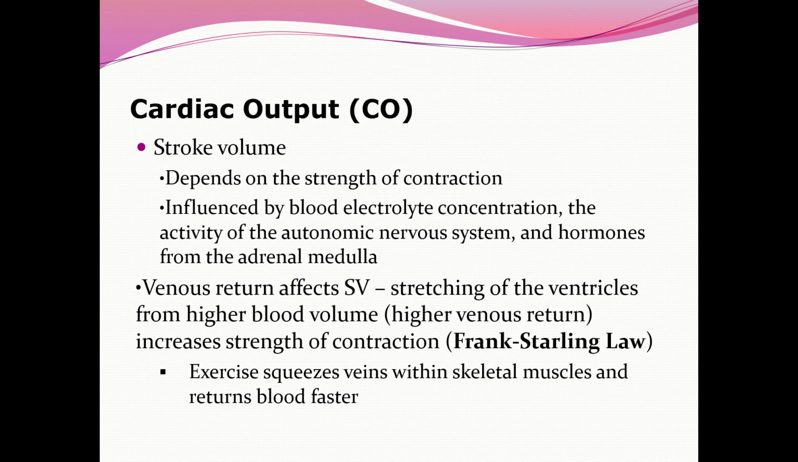Stroke volume depends on the strength of the contraction and is influenced by blood electrolyte concentration, the activity of the autonomic nervous system, and hormones from the adrenal medulla. Venous return will affect stroke volume. Venous return is the stretching of the ventricles from the higher blood volume, and that gives you higher venous return. This will increase the strength of contraction and is called the Frank-Starling law. Exercise then will squeeze veins within the skeletal muscle and return the blood faster.